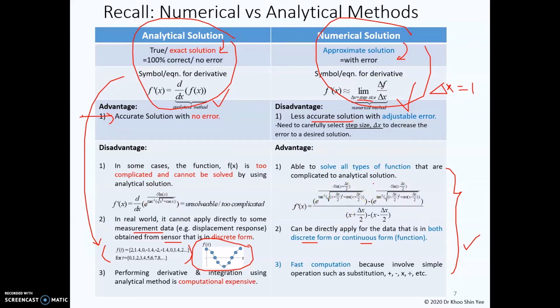Not only that, the numerical method can be used to solve some complicated function like this, which cannot be solved by using the analytical method. The numerical method can provide a faster computation because it involves simple operations such as substitution, summation, subtraction, multiplication, and division, instead of performing derivative and integration, which is more computationally expensive.